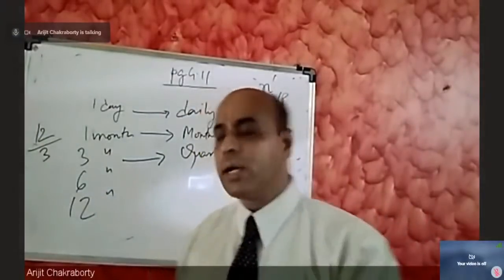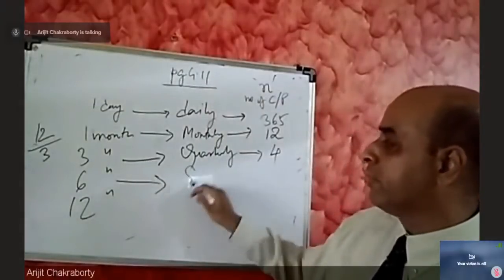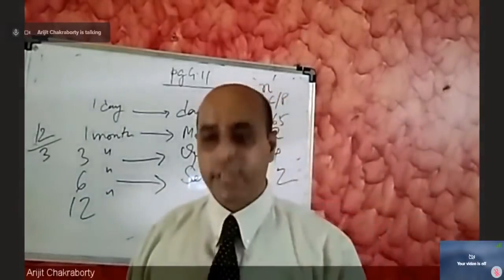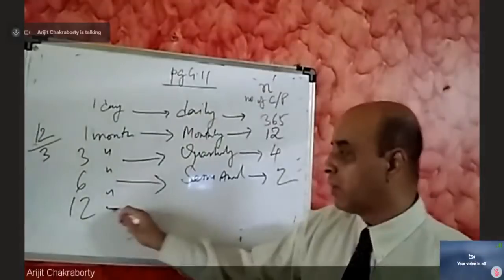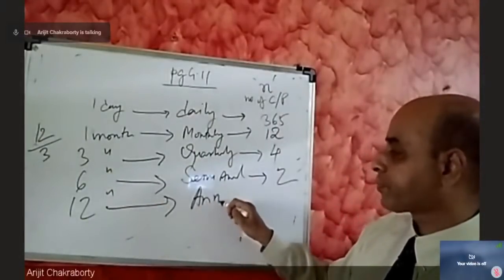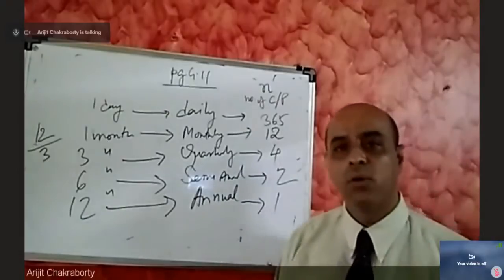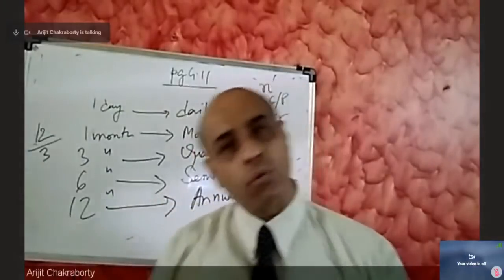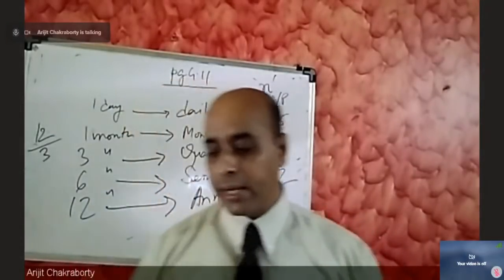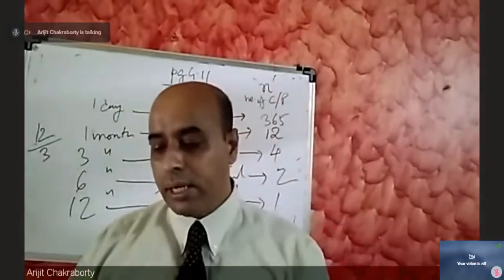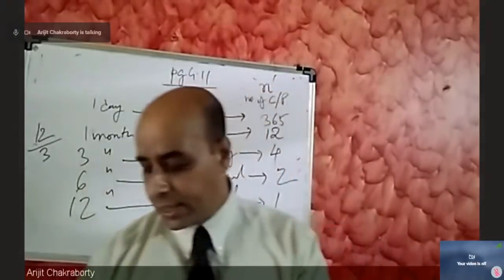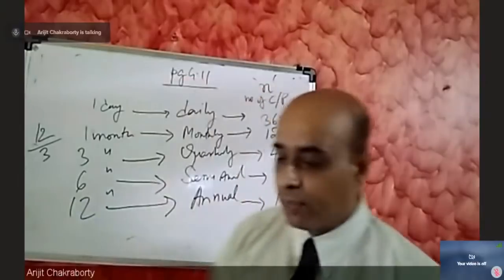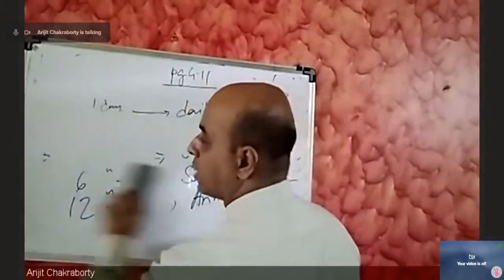In case of semi-annual compounding, the number of conversion periods is 2 because it is done every 6 months, and if it is yearly compounding then it is annual and the number of conversion periods is 1. So please remember this, it can be daily, monthly, quarterly, semi-annually or annually, and accordingly you have to be careful about what to write in the formula so that you don't make a mistake.